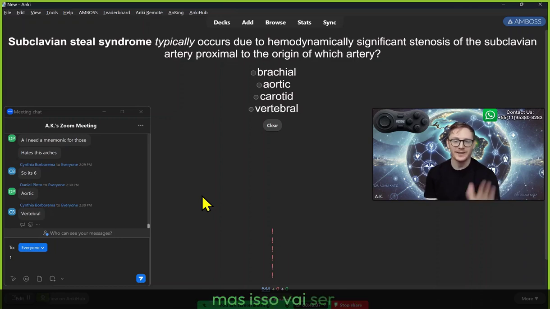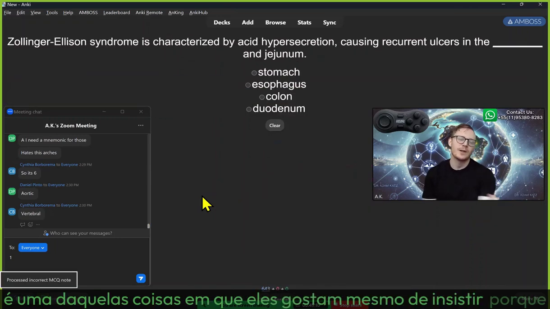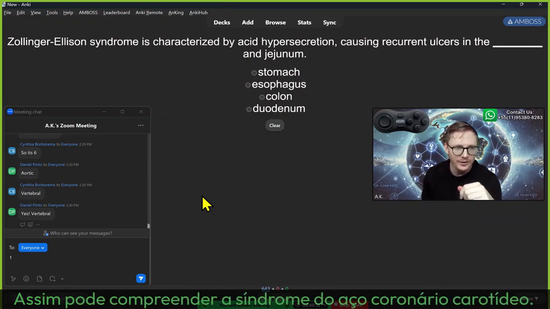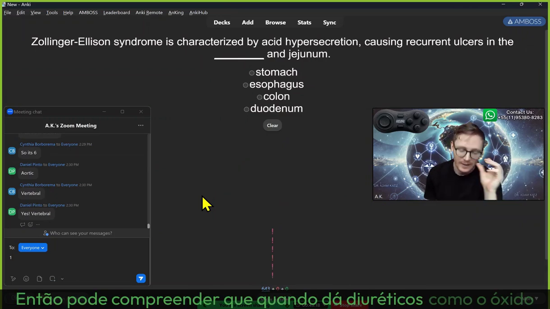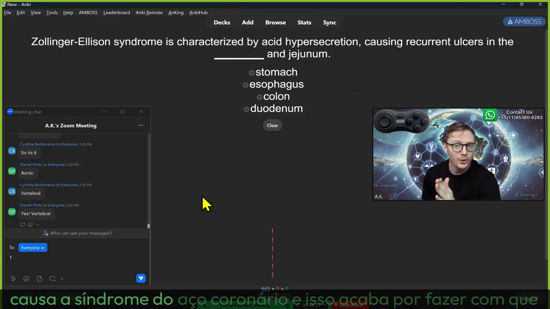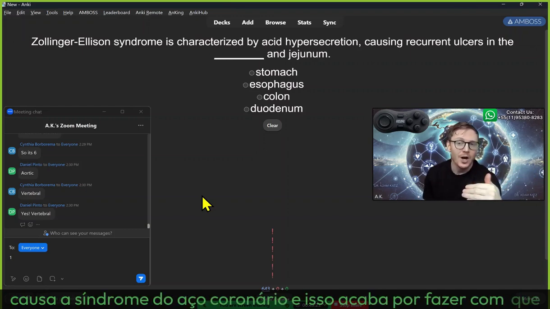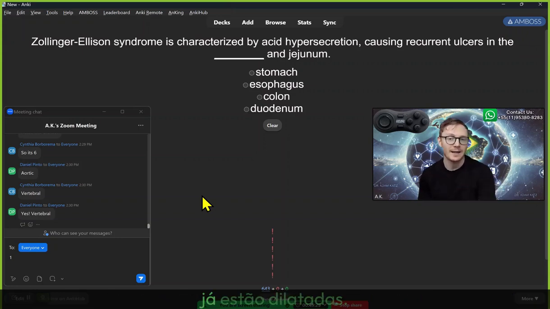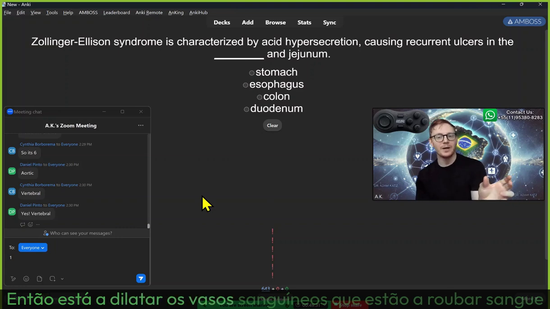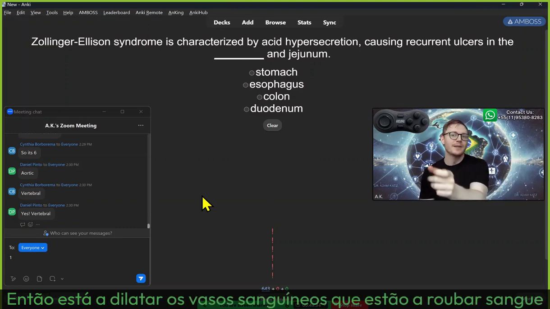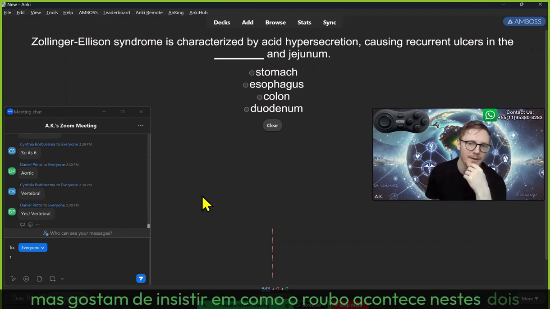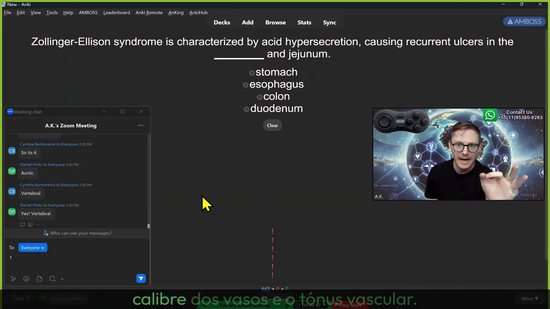So we went aortic, but that's one of those things that they really like to harp on, because they like to teach you that so you can understand coronary steal syndrome. When you give vasodilators like nitric oxide, you cause coronary steal syndrome, and it winds up making the parts of your heart that were ischemic become more ischemic because you're actually getting less blood. They're already dilated, so you're dilating the blood vessels that are stealing blood away from the vessels that are already dilated. So it's not quite the same steal mechanism, but they like to harp on how the stealing happens in those two disorders to explain the physiology of the caliber of the vessels and the vascular tone.